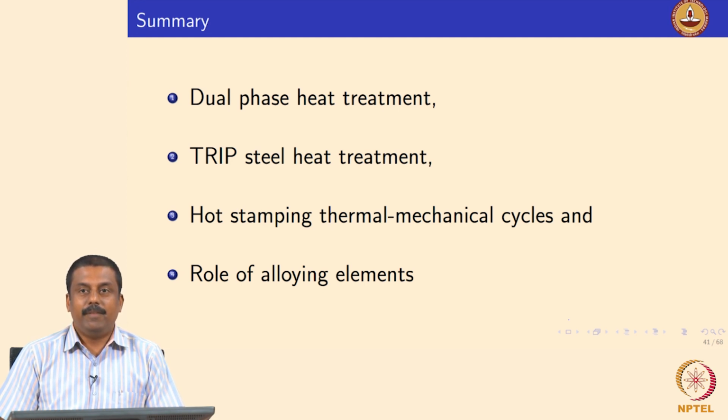And we moved on to the third steel, which is hot stamping, and we looked at why we have to deform at higher temperatures. We looked at the advantage of deforming or stamping in the austenitic region, and the role of alloying elements, especially boron, in obtaining a completely martensitic microstructure. Apart from that, we also looked at the role of silicon, aluminum, and phosphorus in TRIP heat treatment.